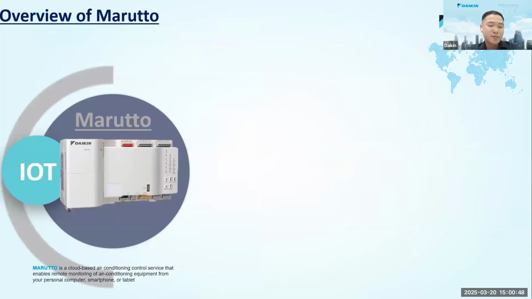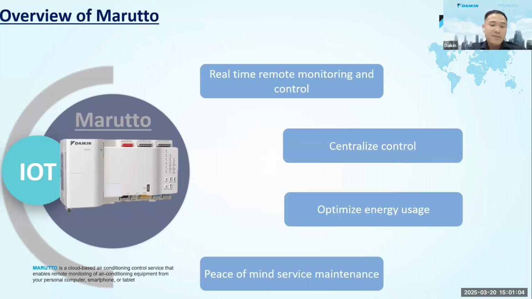So what is Maruto? In Japanese, Maruto means entirely. In HVAC terms, it simply means an entire HVAC centralized control solution, and maybe more than that. Maruto can act as a real-time remote monitoring and control, and you'll be able to control and monitor from anywhere and anytime that you want, as long as there's an internet connection. Besides that, Maruto is a centralized controller to control multiple air conditioners and possibly other devices as well. With a centralized controller, further energy optimization can be done from the Maruto side.